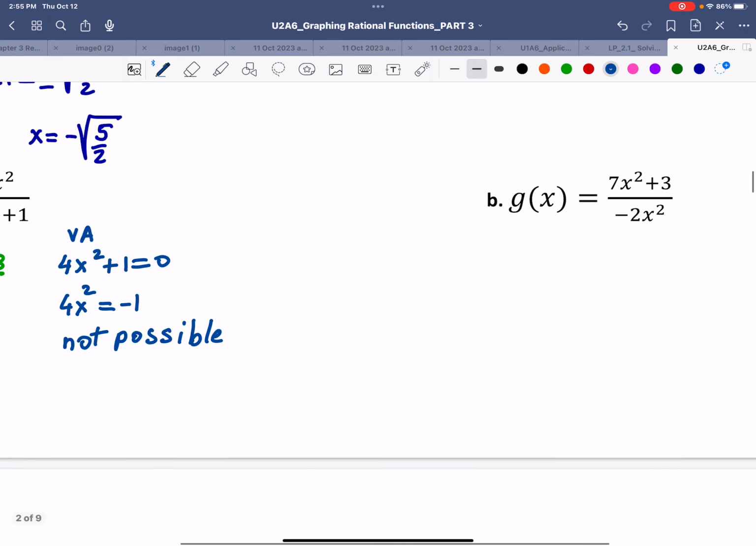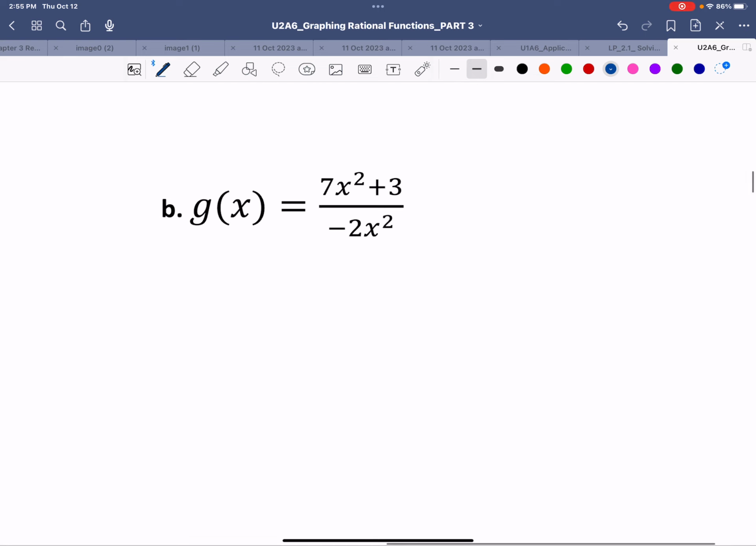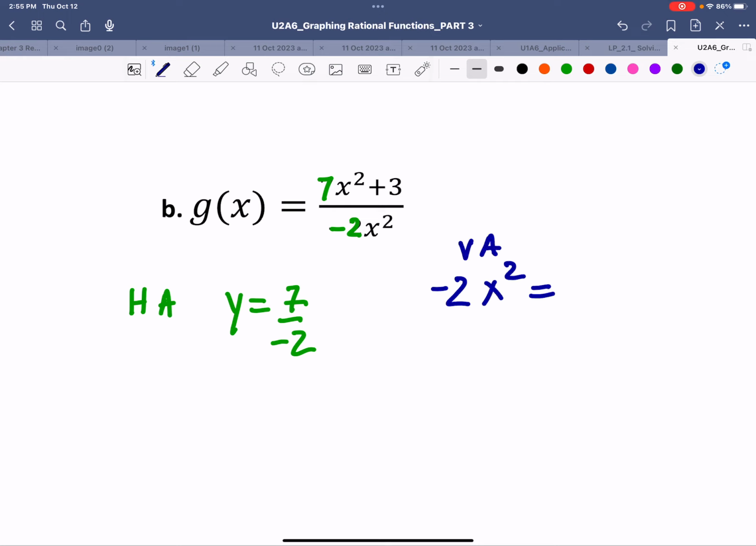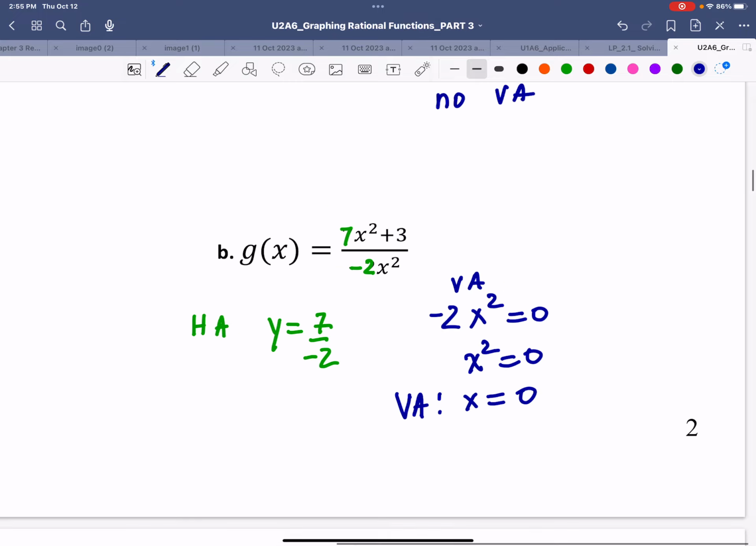So as you can see, this is impossible, and therefore we're going to say there are no vertical asymptotes in this case. And lastly, we have this little example here. As you can see, we have degree 2. That means the ratio of the leading coefficients is 7 over negative 2. That will make the horizontal asymptote at y equals 7 over negative 2. And the vertical asymptote is found by making the denominator, negative 2x squared, equal to 0, which means x squared equals 0 at x equals 0. So there will be one vertical asymptote at x equals 0.